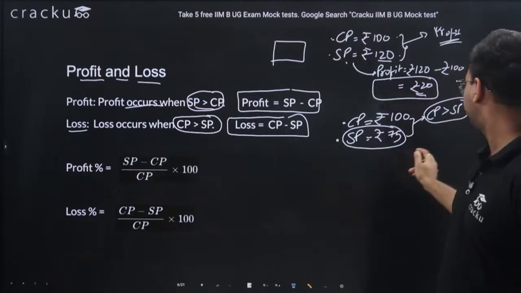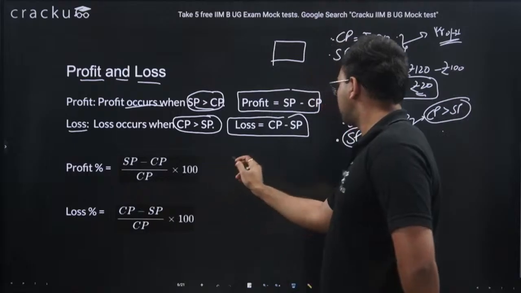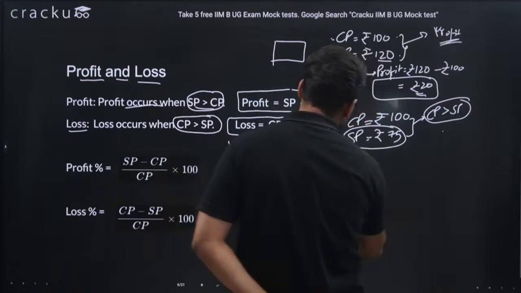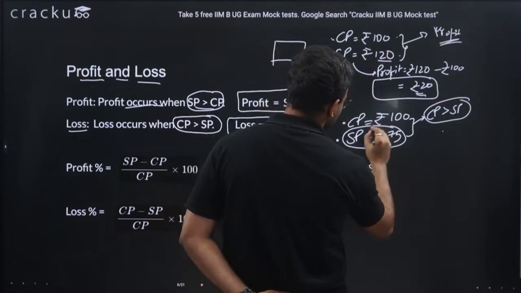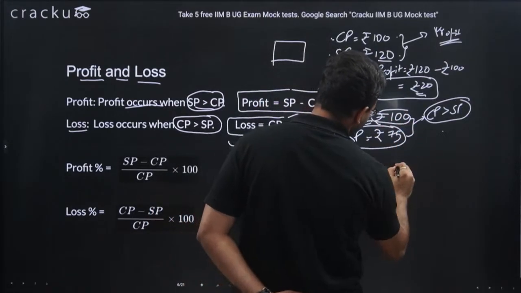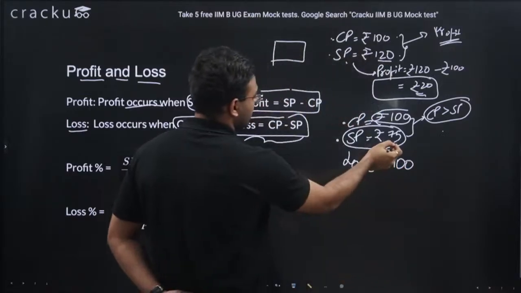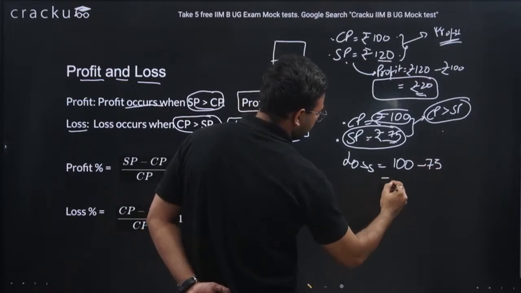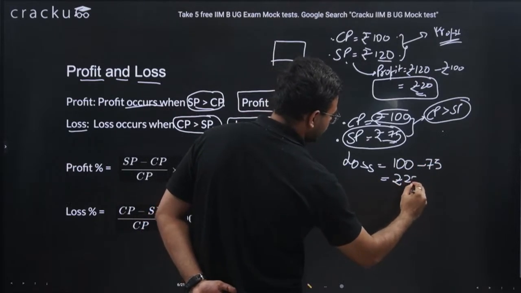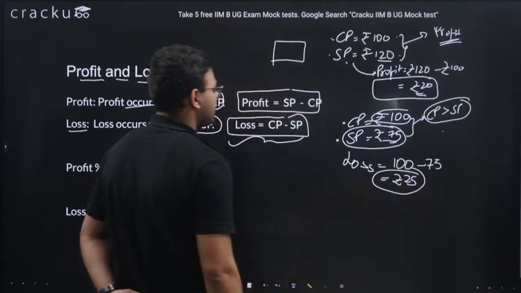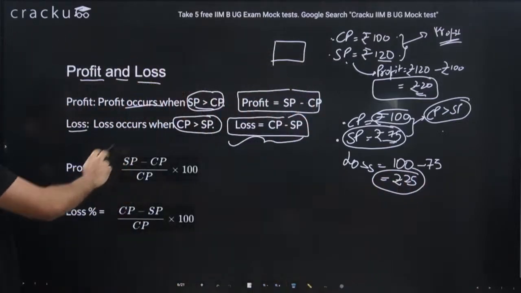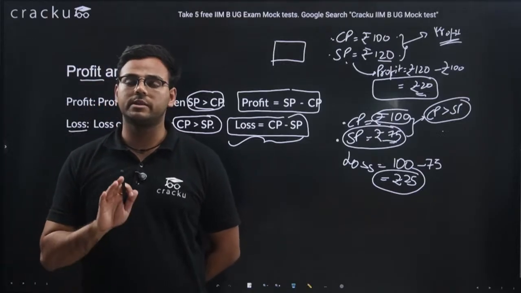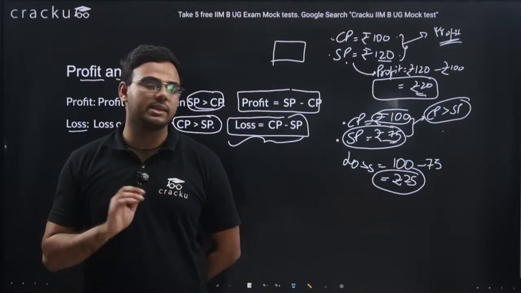So in this case, cost price is greater than the selling price, and thus we'll use the formula loss is equal to cost price CP minus SP. So loss will be CP, which is rupees 100, minus SP, which is rupees 75. So loss will be rupees 25. So this is the loss. Profit occurs when selling price is greater than the cost price, and loss occurs when the cost price of the item is greater than the selling price.